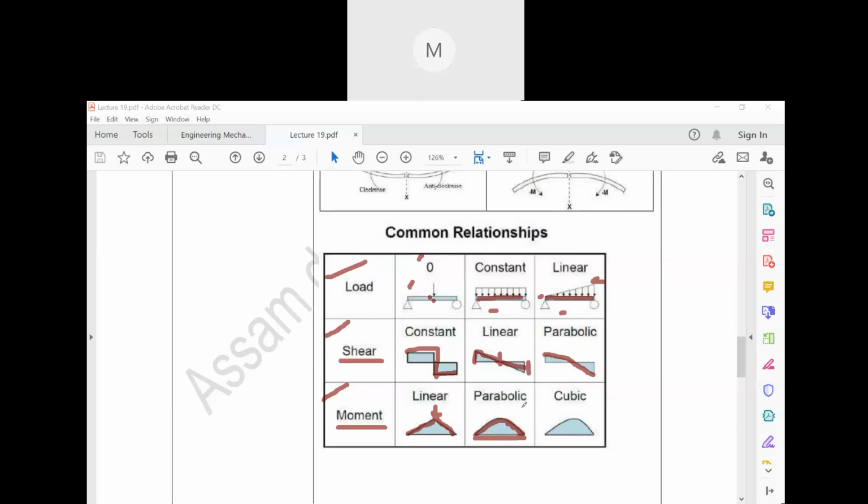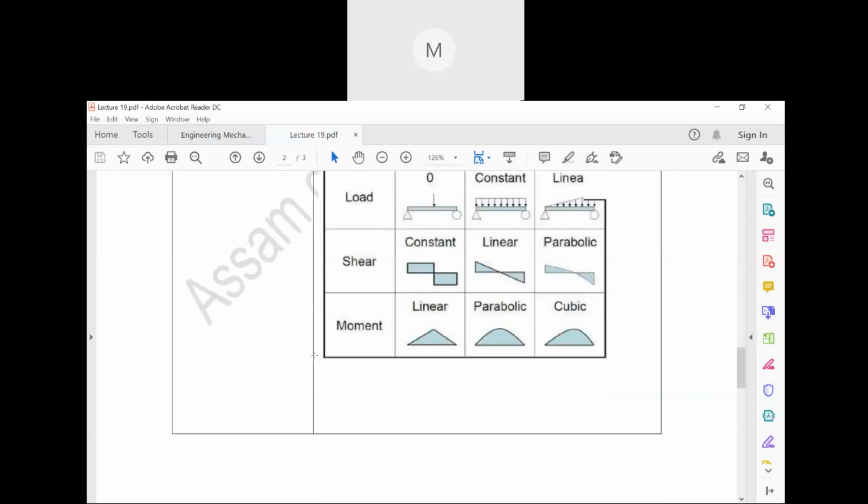Now this parabolic and cubic curve do look the same. In the equation, if x square is present, then it is parabolic, and if x cube is present, then it is cubic. It is as simple as that. So this is how you will know whether a graph is parabolic or cubic. Okay, now we go to the next one.